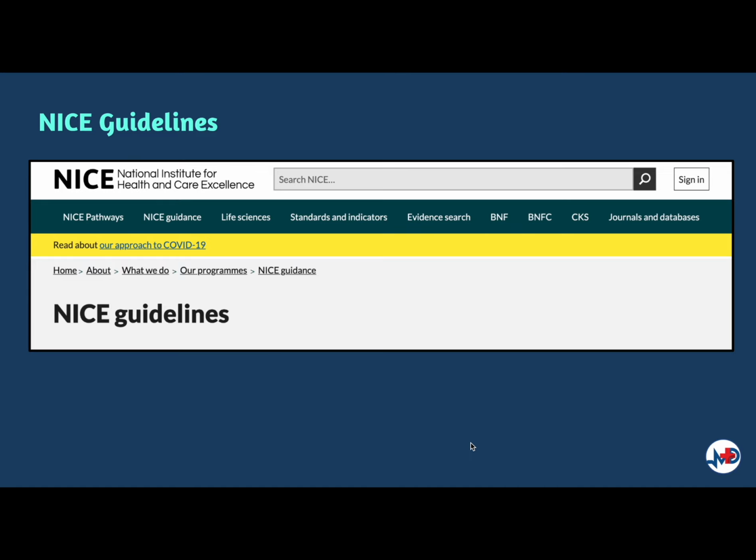The National Institute for Health and Care Excellence, or NICE, provides up-to-date guidelines and the best practice standards for multiple disciplines in medicine. They are evidence-based recommendations for health and care in the relevant fields of medicine in England.